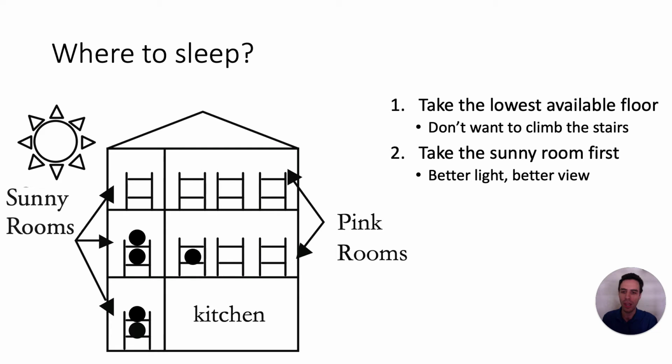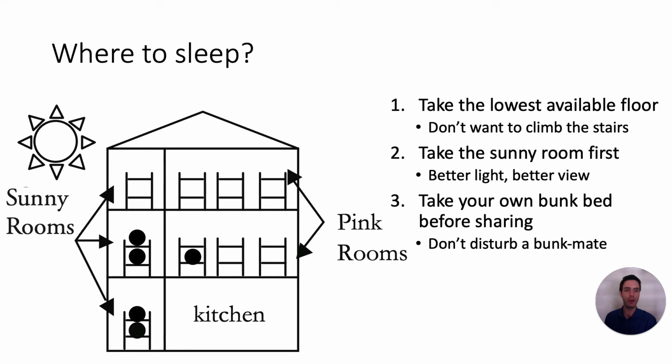Sounds good so far. But the next person, number 6, they're going to go in the second floor. They're going to go in the pink room. But which bed are they going to go in? Well, it's better to have your own bunk bed. You would rather have your own bunk bed and not share a bed. So the next person is going to go over here, and then third person in the pink room will take bunk bed number 3, but after that we have to double up, so now we'll share bunk beds until we fill up the pink room.